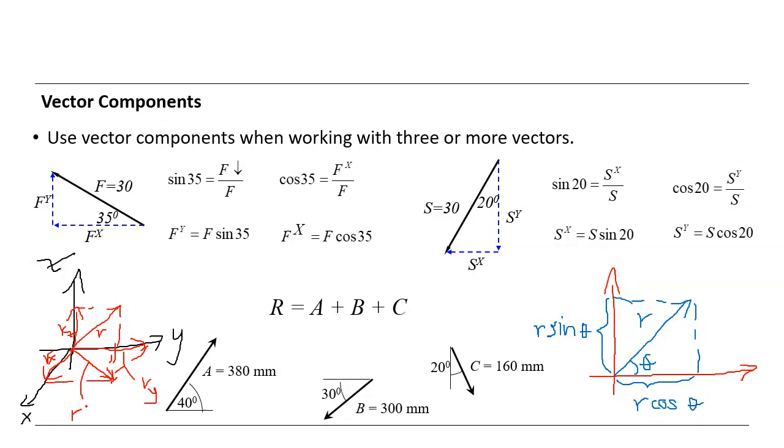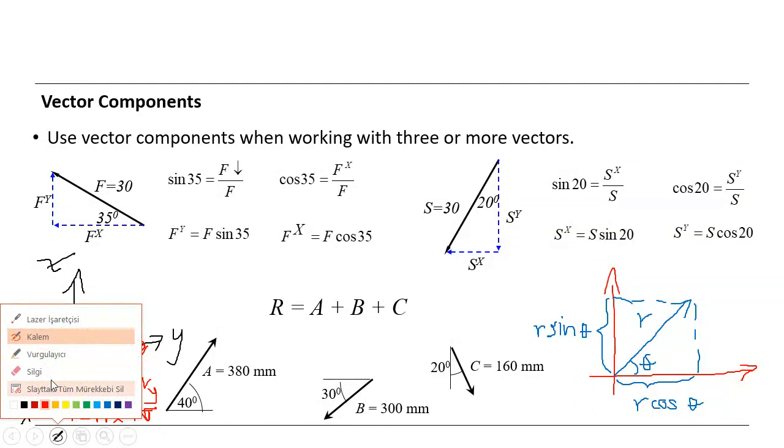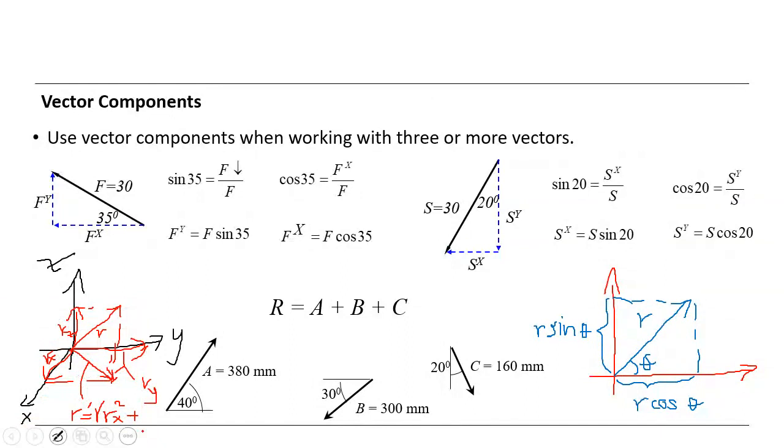And this is the resultant vector of RX and RY, so let's say R prime is equal to the square root of RX squared plus RY squared. So like this.